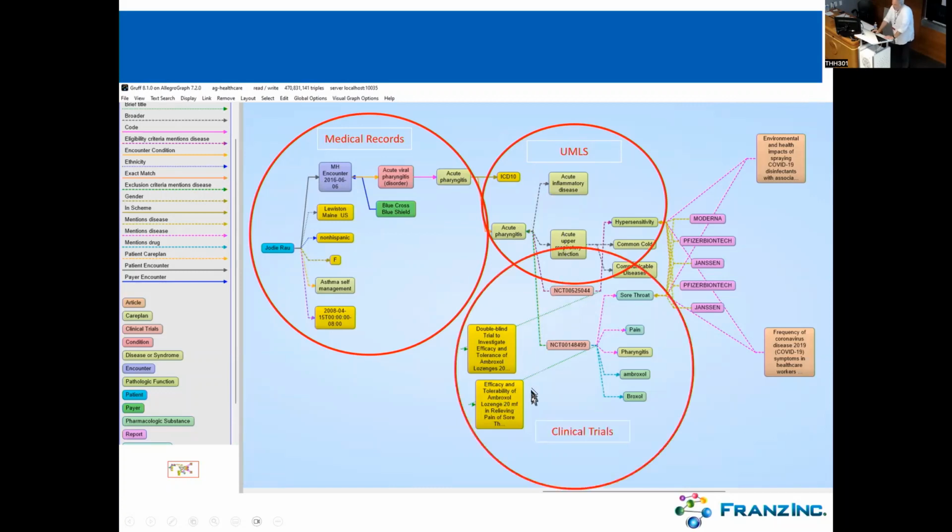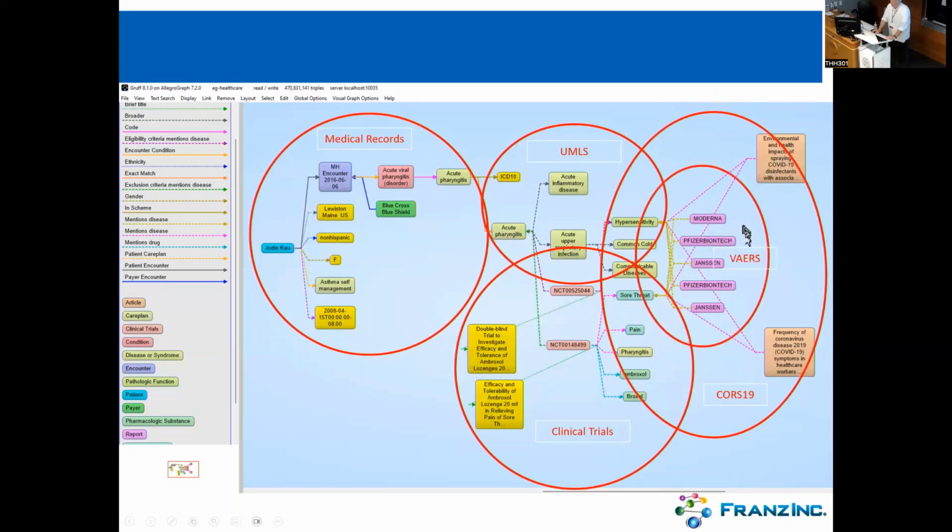Then we have clinical trials, and of course, there's a whole bunch of clinical trials. So these boxes, these are clinical trials. And of course, some of them will also talk about acute pharyngitis. And then we have this PubMed literature. So these are two articles out of PubMed. And again, they talk about sore throat, which is ultimately related to this. And then finally, you have the FAERS database, this adverse event database, but again, it is expressed in terms of UMLS.